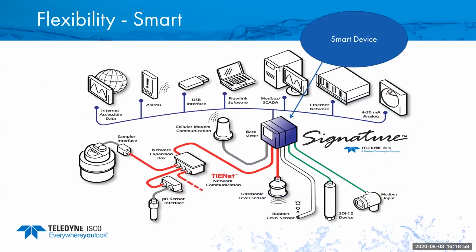The Signature meter has a wide variety of flexibility and capabilities as displayed by this image. I won't go into every possibility here, but as you can see, we have a variety of communication methods. We have a variety of interfaces for different sensor devices and parameter monitoring, as well as a sampler interface. If you have need for these particular parameters and features, the Signature meter would be the meter of selection here.